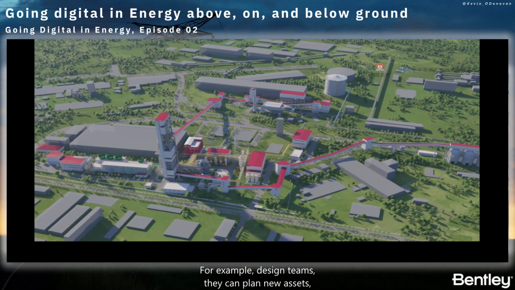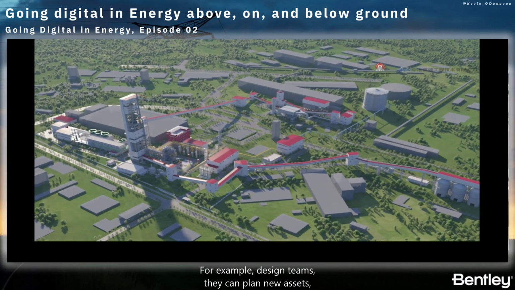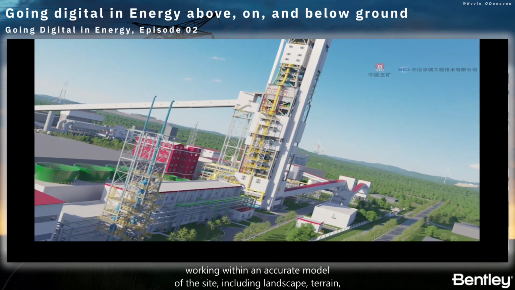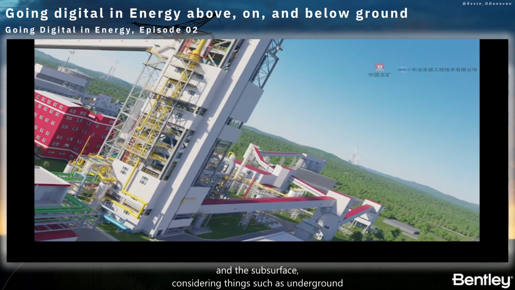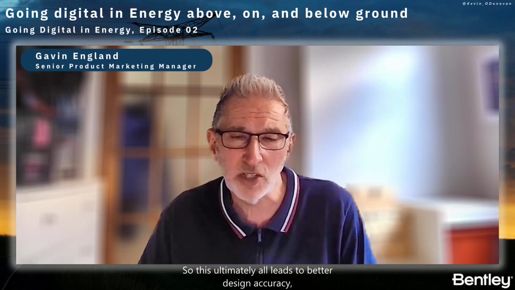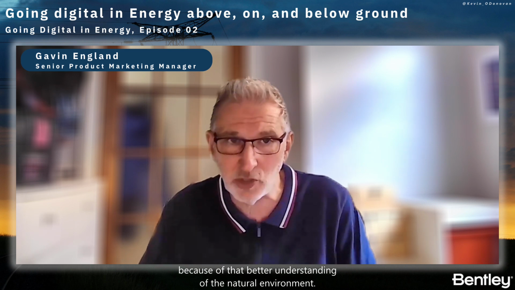So for example, design teams can plan new assets working within an accurate model of the site, including landscape, terrain, and the subsurface, considering things such as underground reservoirs and soil conditions. So doing this even before any site surveys have taken place. So this ultimately all leads to better design accuracy, fewer issues during construction, faster project delivery, but it also helps to minimize ecological disruption because of that better understanding of the natural environment.